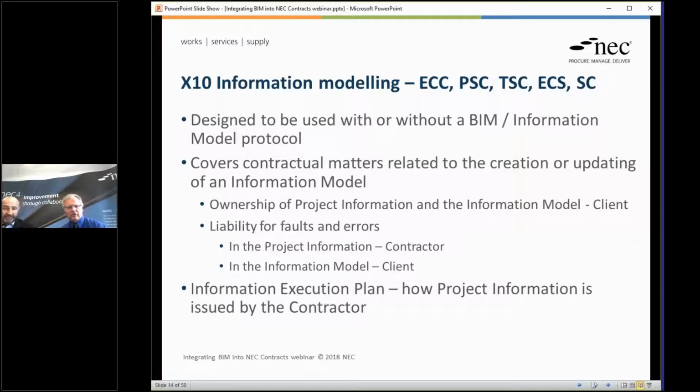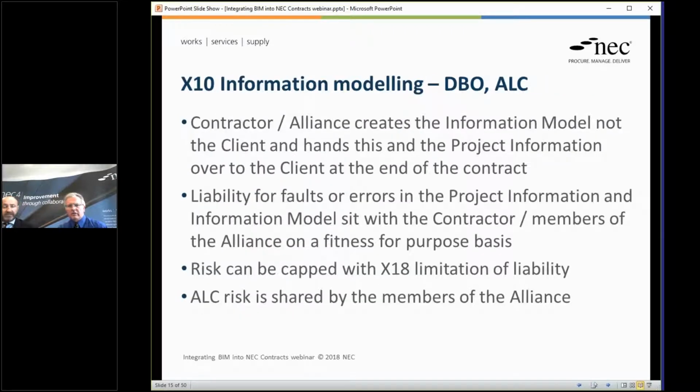Also, we have an information execution plan, which is how the project information is issued by the contractor, and we'll talk more about that shortly. In terms of the design, build, operate contract and the alliance contract, there is a slightly different approach to X10. It's still called X10, and a lot of it is still the same. You have information execution plans, and the language is all the same. But there are some slight changes in liability.